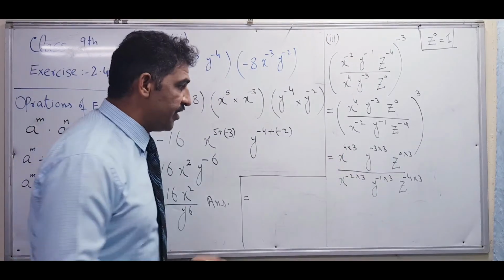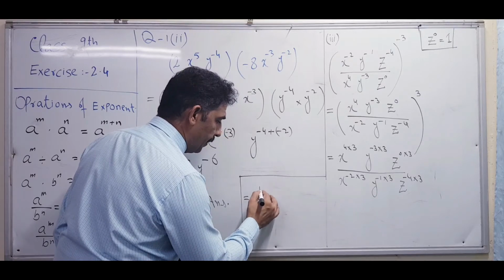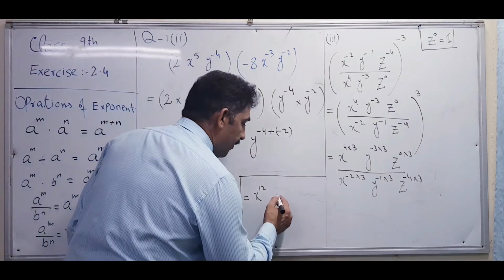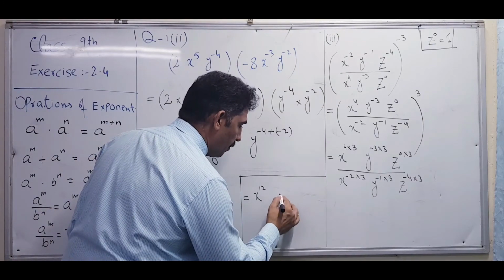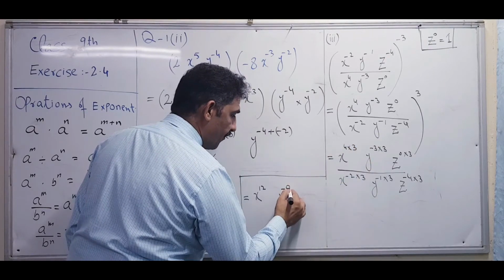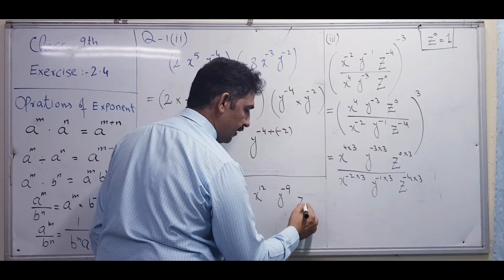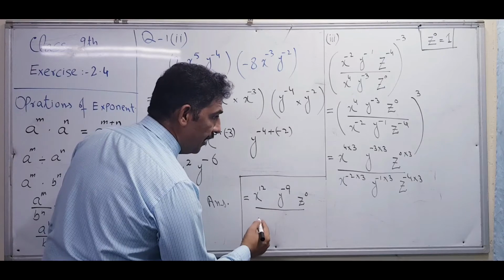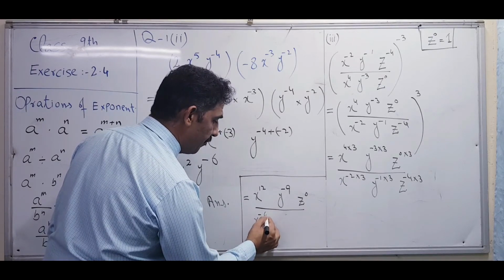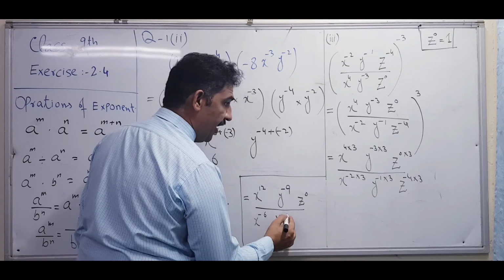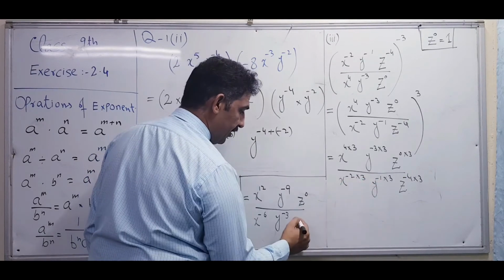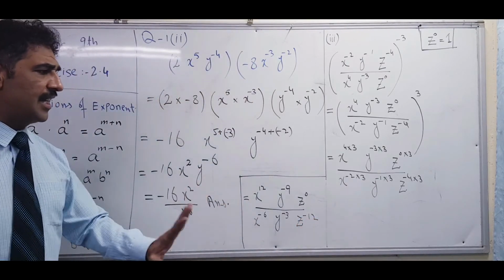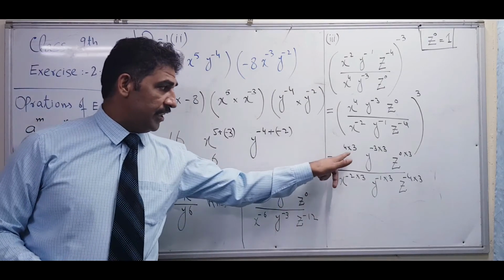X raised to power 4 3s are 12. Y minus 9. Z 0. Then after that x minus 6, y minus 3, z minus 12. Nothing else, I just have to multiply these numbers and simplify.